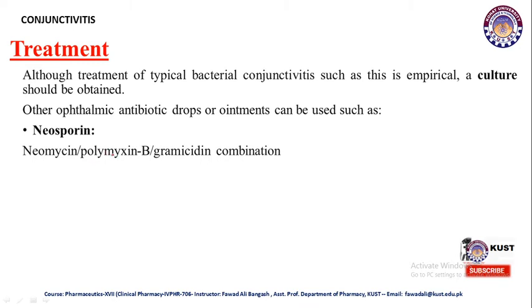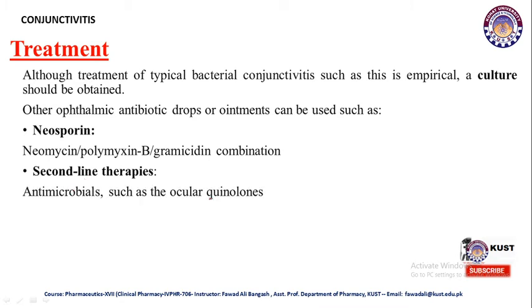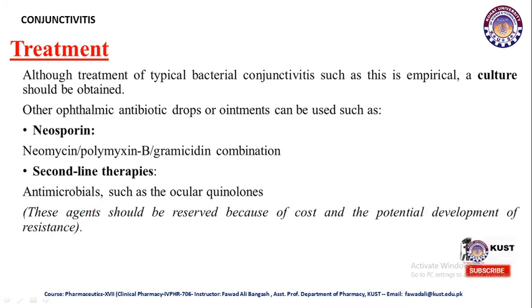Other ophthalmic antibiotic drops are neosporin: neomycin, polymyxin B, gramicidin combination. Second line therapies, such as the ocular quinolones, should be reserved because of the cost and the potential development of resistance. Quinolones are used as a second line therapy because they are expensive and they have the potential to develop resistance.